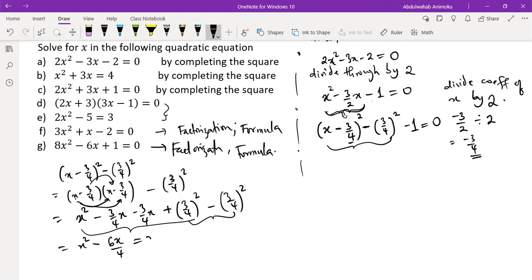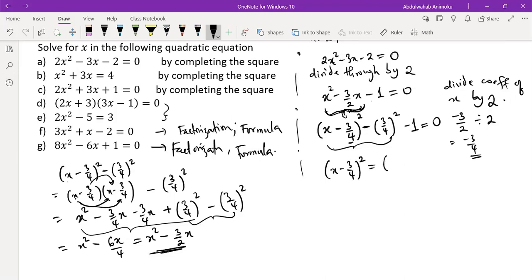So this is what you have left, and 6 over 4 can be simplified to 3 over 2x. As you can see, this whole term, like I said, will be equal to those two terms before it. This is the idea of the completing the square method. Now that we are here, we can simply continue, and this is what you do every single time.